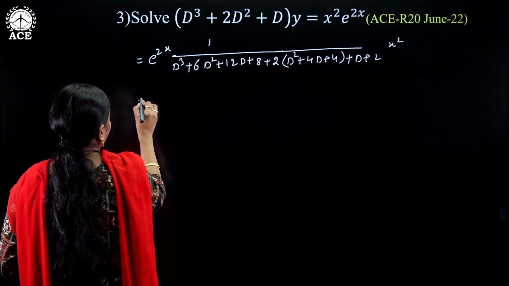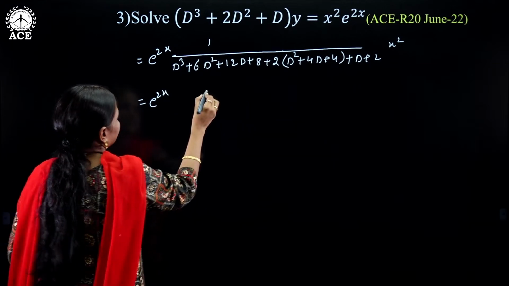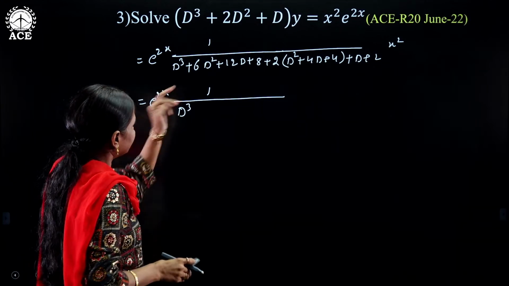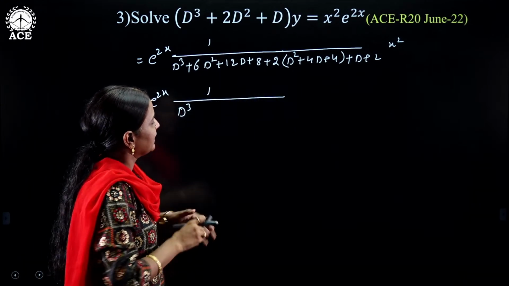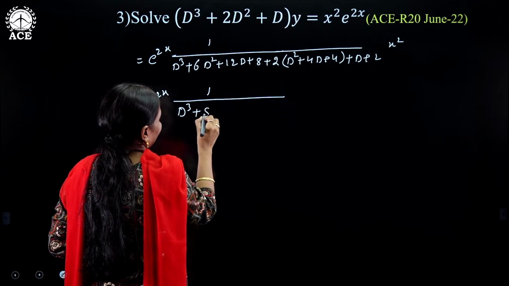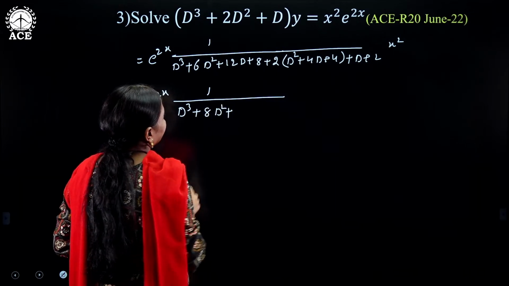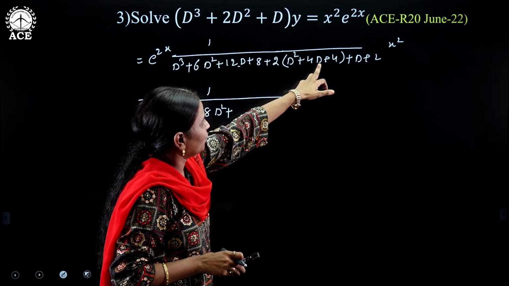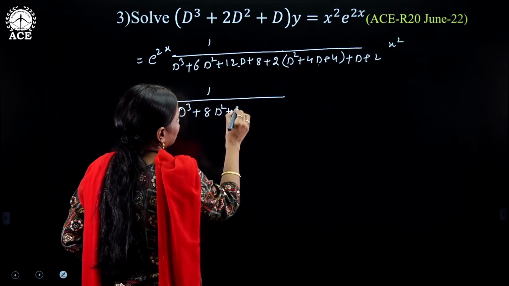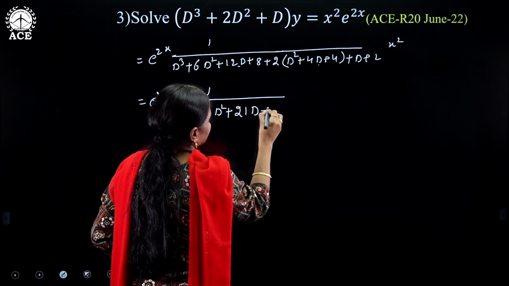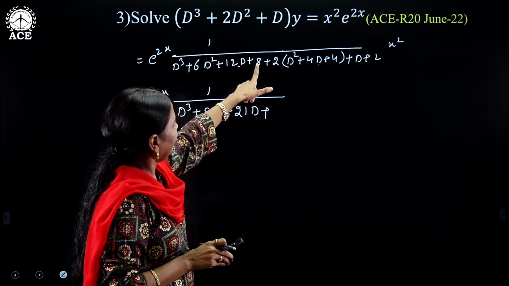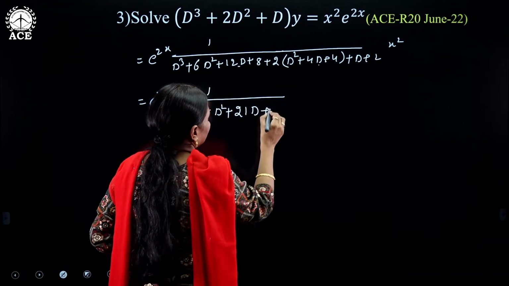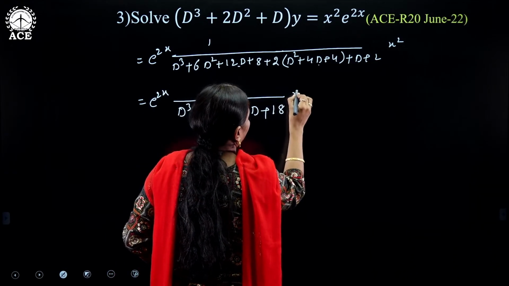Now simplify the denominator, e power 2x into 1 by, so cube term D cube. See here, 6D square plus 2D square, 6 plus 2 is equal to 8D square. Next, D terms: 12D, 4 twos are 8, 12 plus 8 is 20D, plus 1, so that is equal to 21D. Next, plus constant terms: 8, plus 4 twos are 8, 8 plus 8 is 16, plus 2, that is equal to 18, into x square.